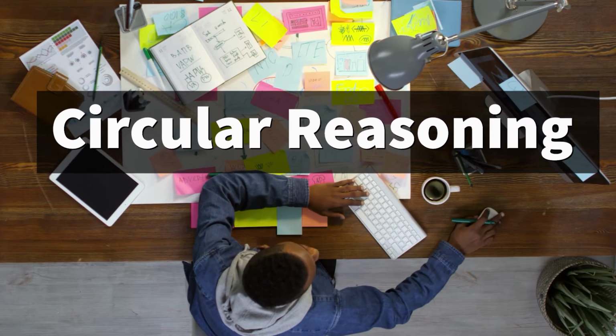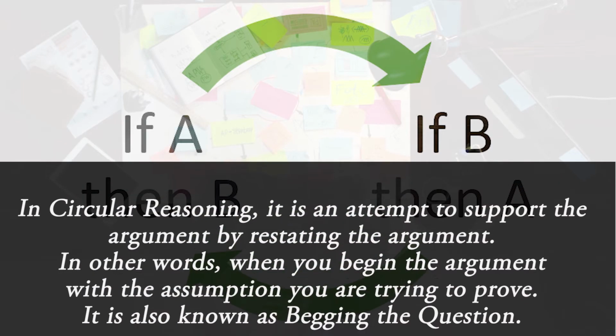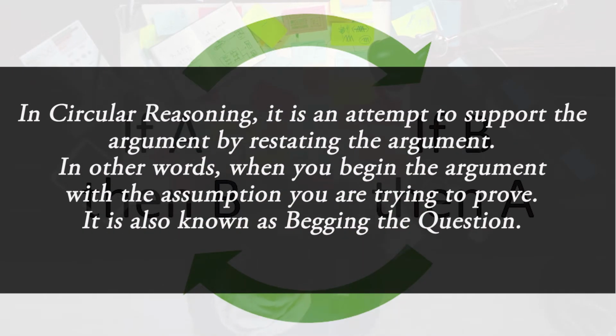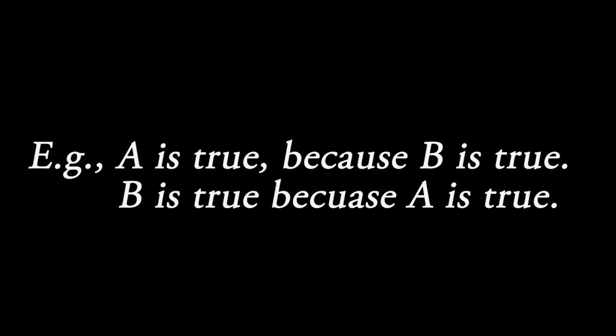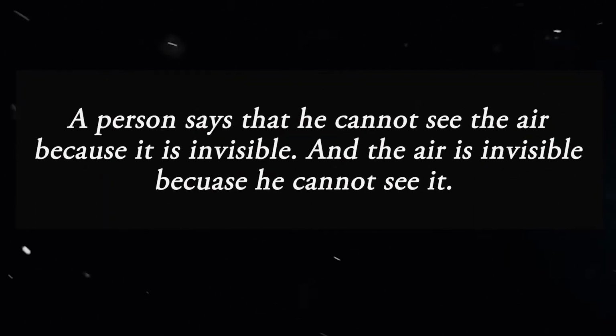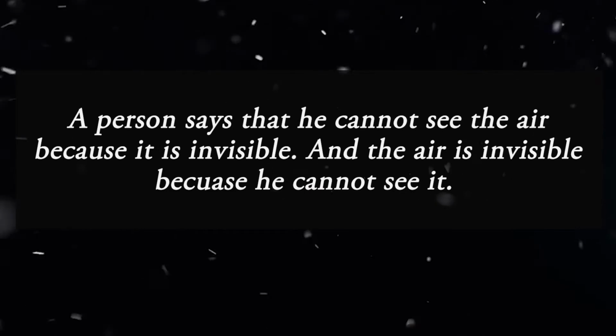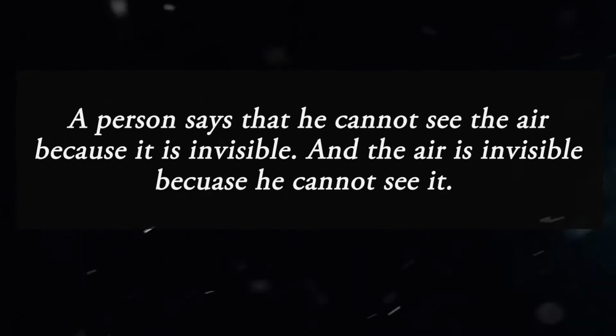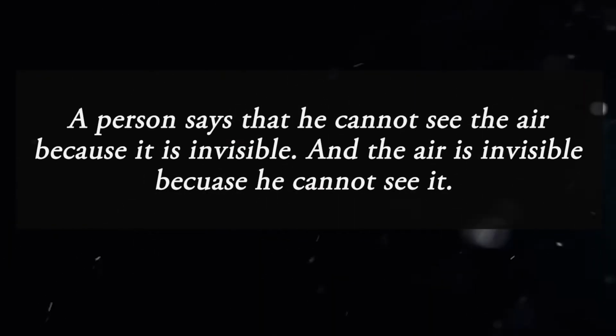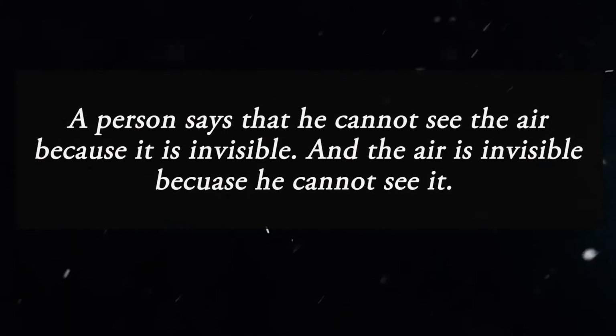Seventh, circular reasoning. Circular reasoning is an attempt to support the argument by restating the argument. In other words, you begin the argument with the assumption you are trying to prove. It is also known as begging the question. For example, A is true because B is true. B is true because A is true. In other words, a person says that he cannot see the air because it is invisible, and the air is invisible because he cannot see it.